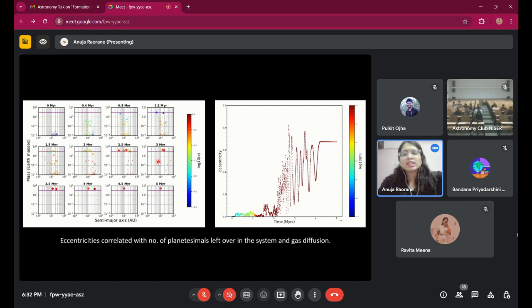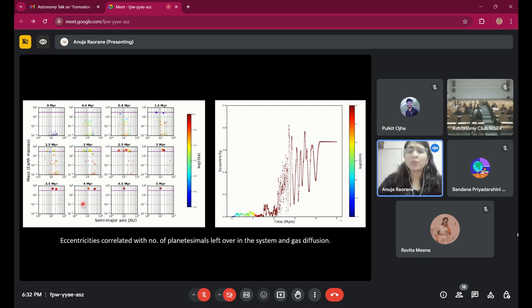And that is also because by around 4 million years, the gas also starts diffusing. So there is no other particle in our disk that helps in eccentricity damping in the system. So our eccentricities were directly correlated with the number of planetesimals left over in the system.